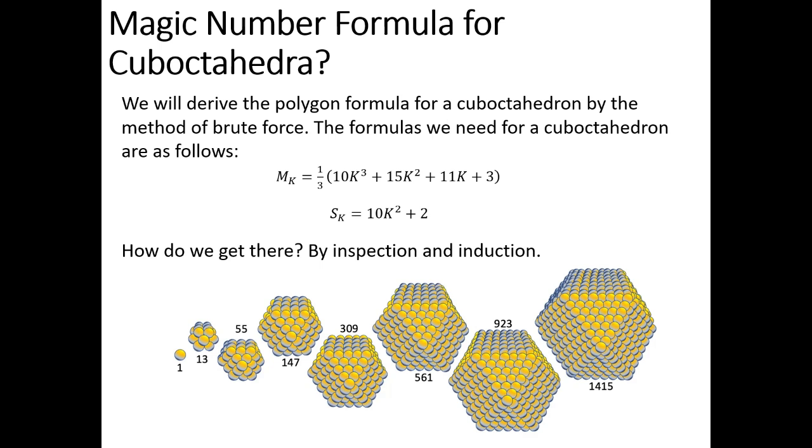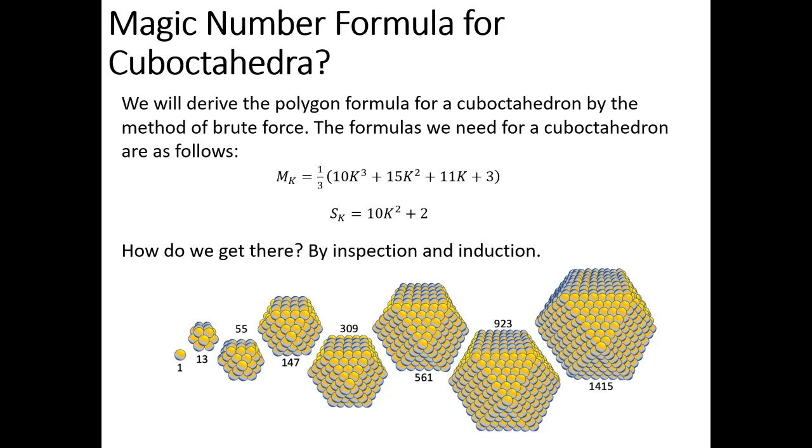The equation for the magic numbers of a cuboctahedron is 1/3 times (10k cubed plus 15k squared plus 11k plus 3). All right. The surface numbers as a function of k is 10k squared plus 2. Okay, so if we say this is a cuboctahedron, k is what? 1, 2, 3. 0 was 1, 1 was 12, 2 was 13. This is 3. So plug in 3 into that.